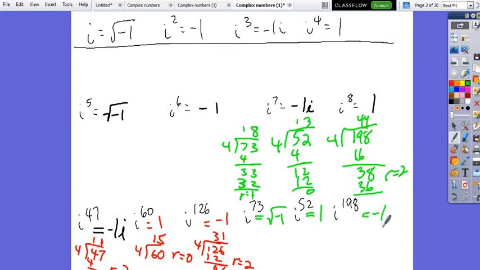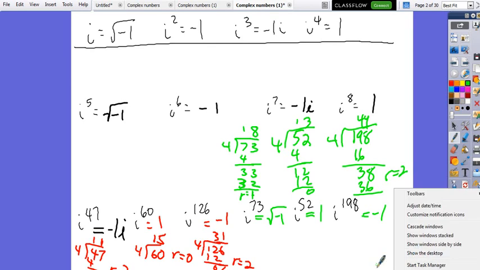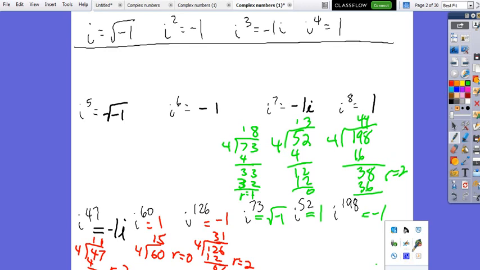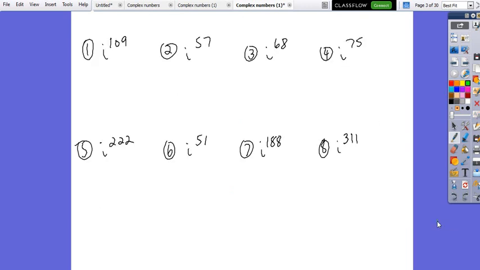Very good. Alright, let's go over these answers real quick. We divide 109 by 4. What's the remainder? The remainder is 1.